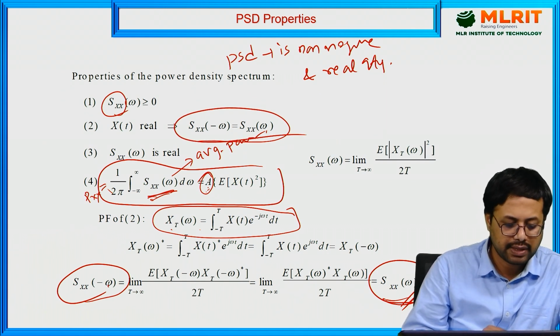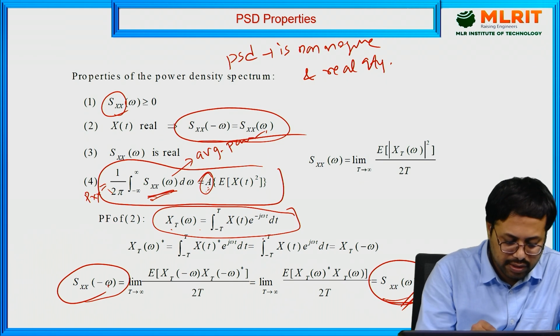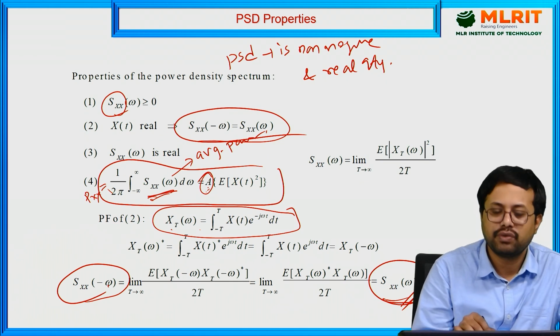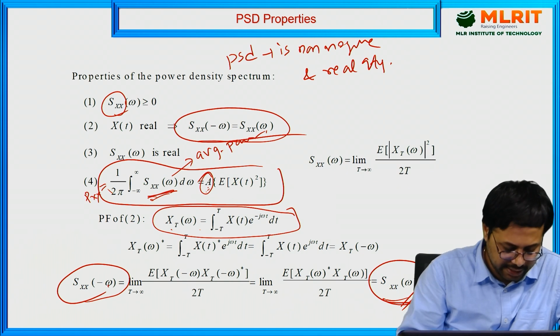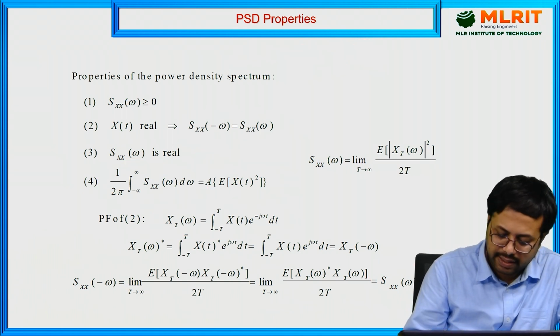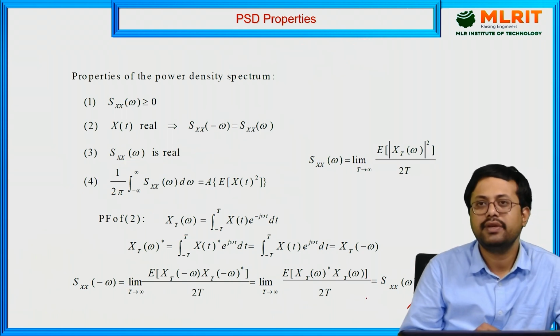Proof of the second one: you can use the Fourier transform pair, using that relation of the average power concept, average power and power spectral density. Then you are going to get the resultant, which is an even symmetry.